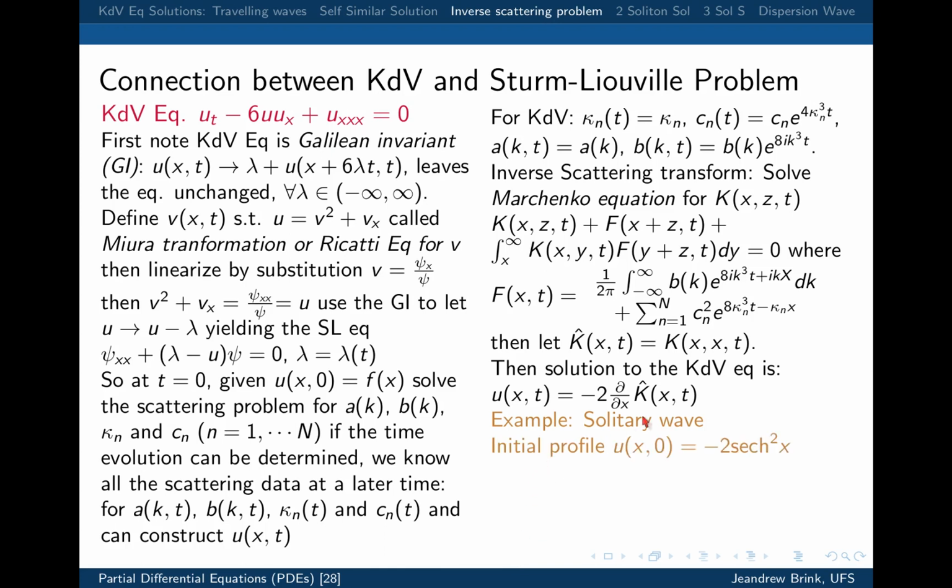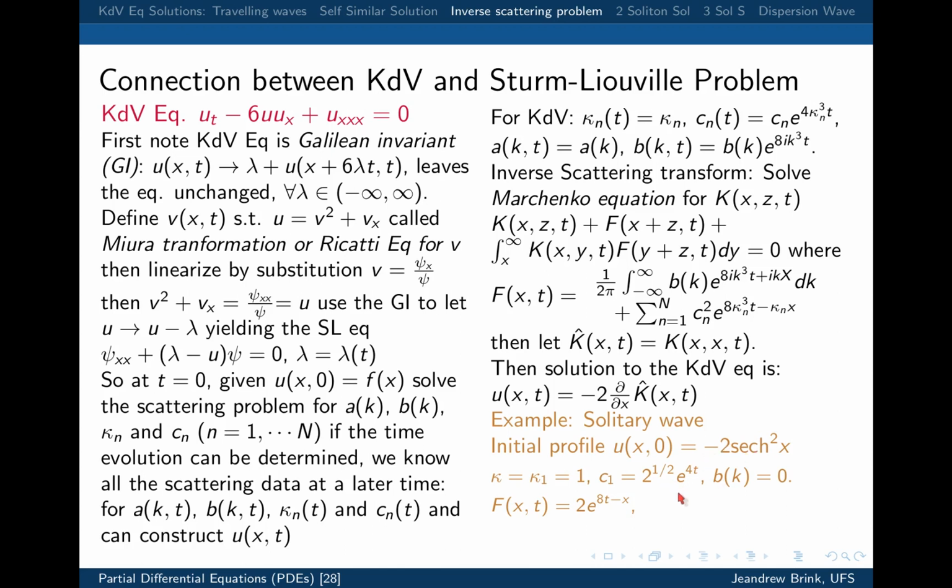So if the initial profile is u of x at 0 equals 2 sech squared of x. Okay. Then you work out the scattering data for that. You get that it's the first Legendre polynomial, and the c1, which is basically the time evolution, is this. Your b(k), your reflected wave, is 0. Remember, it's a reflectionless potential. And your F that you work out is basically that. So it's your traveling wave. And you know it's a traveling wave because it's the one that we derived earlier with speed, basically.